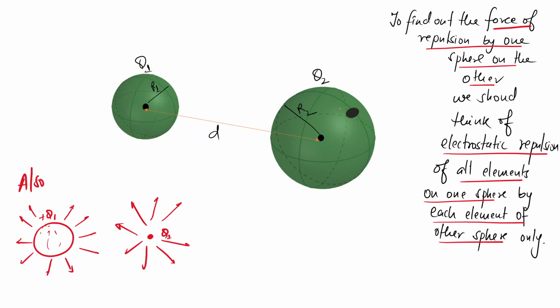So if we know that, we can consider that this whole Q1 charge is centered here, and from here we can calculate the force of repulsion on Q2, and it will still be the same. So now we have reached a very interesting point where we have replaced one of the spherical shells with a point charge. Can we do it for the second spherical shell also with the use of reason? Let's think about it.